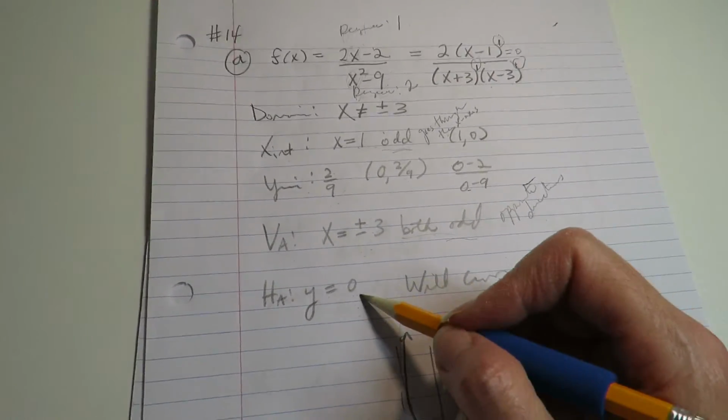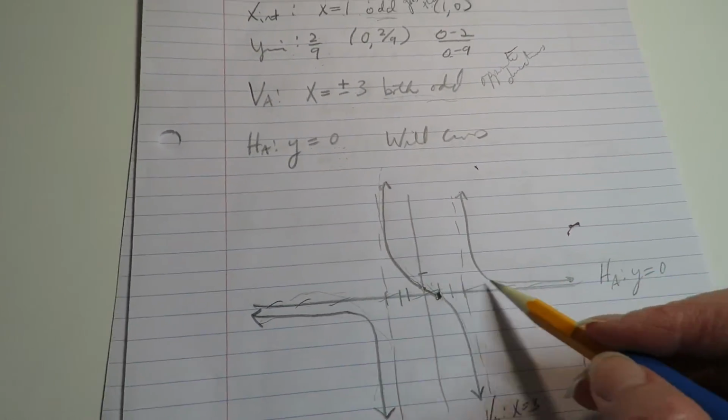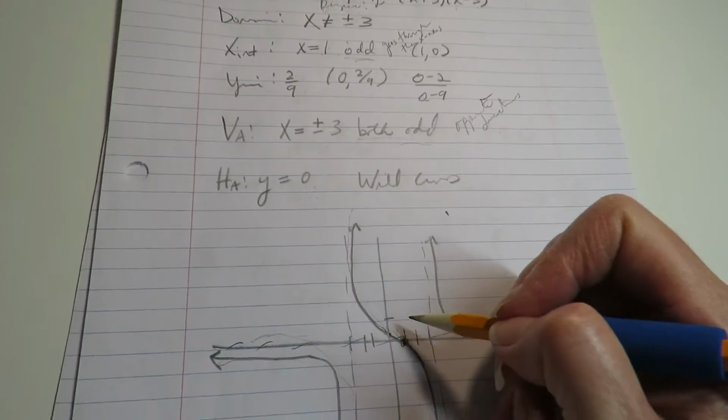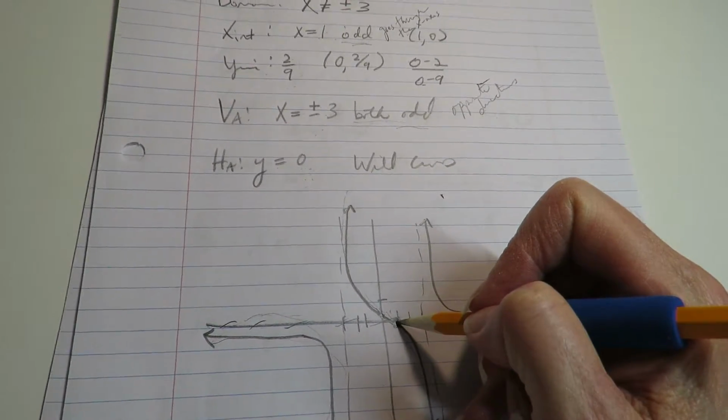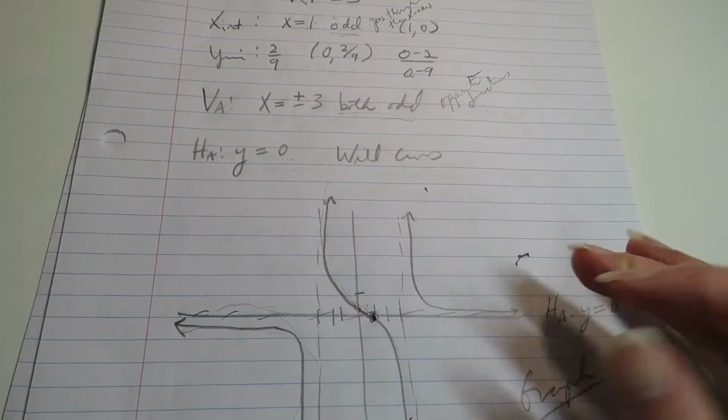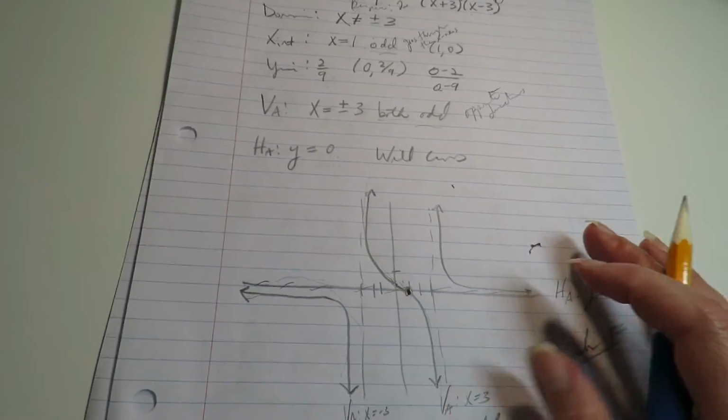And it will cross. We know it'll cross because if you have the horizontal asymptote at 0, but you also happen to have an x-intercept on the x-axis, they obviously have to coexist. So we know they'll cross.